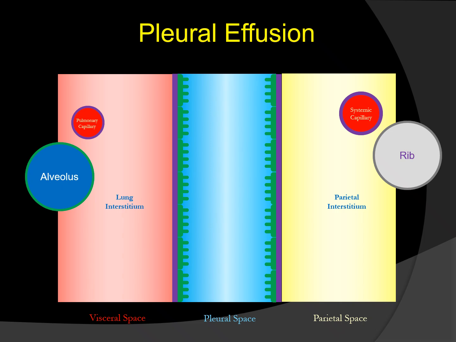On the chest wall and rib side of the pleura, shown here on the right, surrounding the systemic capillaries is the parietal interstitium, shown in yellow. The pleural epithelial surfaces comprise the parietal pleura on the chest wall side and visceral pleura on the lung side, shown here in green. These cells are supported by the basal lamina, shown in purple.